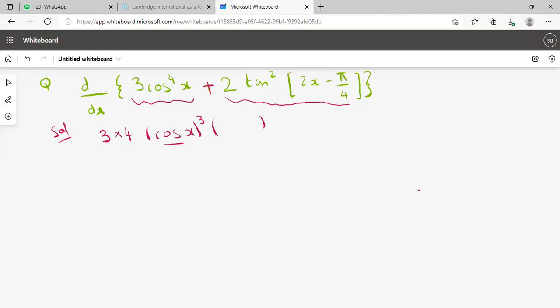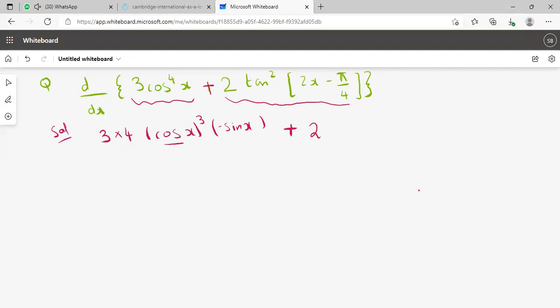Negative sine x, plus... we are done with the derivative of this part. Now we have to find the derivative of this part. 2 would come here as it is.